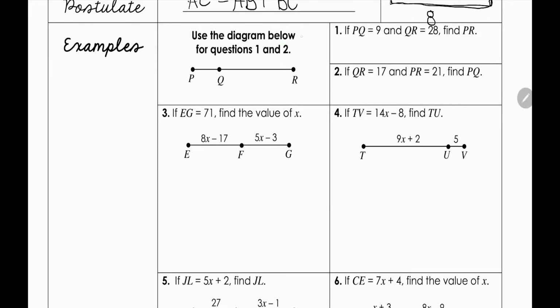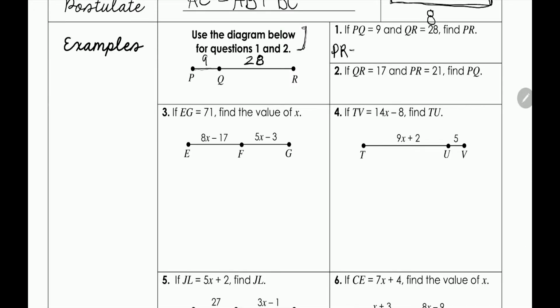So we're going to use this diagram here for questions 1 and 2. I'm going to show you how to do number 1. So if PQ is equal to 9, from P to Q here is 9, and from Q to R is 28. Then we're trying to find the length from P to R, so the entire length from P to R.